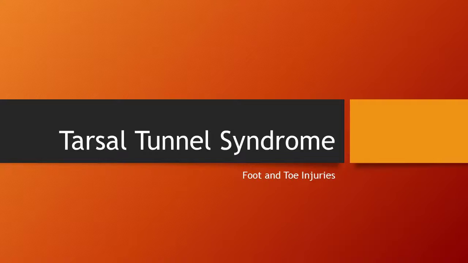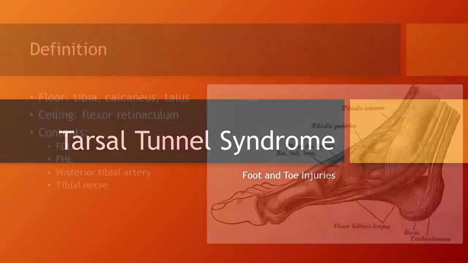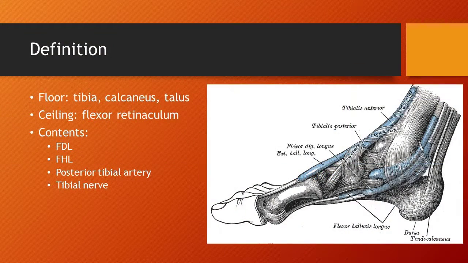Tarsal tunnel syndrome is a neurovascular issue that you will see in various patients. It really involves the compression or an entrapment of the tibial nerve or one of its branches in the tarsal tunnel. The tibial nerve divides distal to the medial malleolus into the medial and lateral plantar nerve. Tarsal tunnel syndrome is going to occur when the diameter of the tunnel is smaller due to some type of internal or external pathology that puts pressure on that nerve.